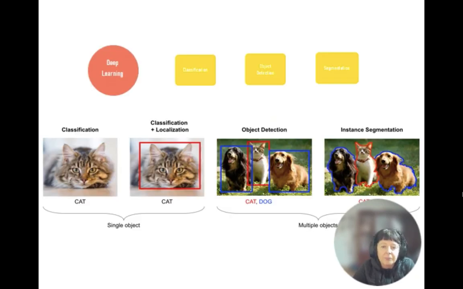How does this classification work? Well, this is classification as a cat, and classification and localization, for example, of a single object, and in case of multiple objects, object detection, so a dog, a cat, a dog, and then also segmentation of the shape of these animals. So exactly what we do regarding radiological images.